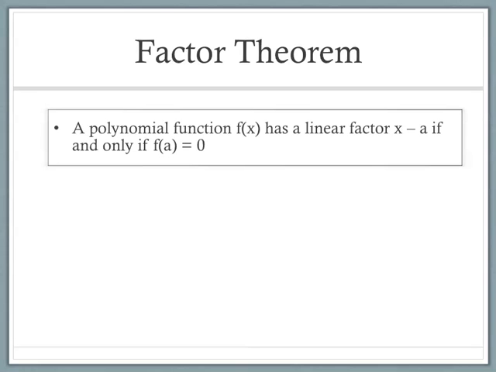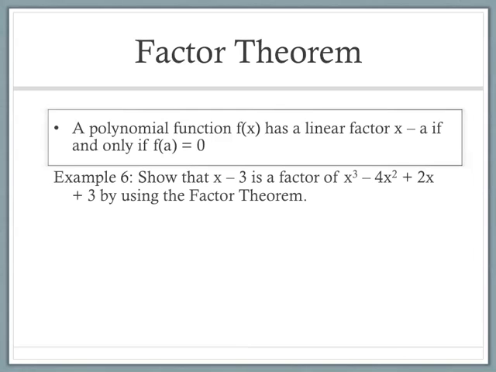Okay, so a polynomial function f of x has a linear factor x minus a if and only if f of a is equal to 0. So the process here is actually going to be exactly the same. It's just a matter of, well, if you get 0, then you know this is a factor. So take a look at this last example.